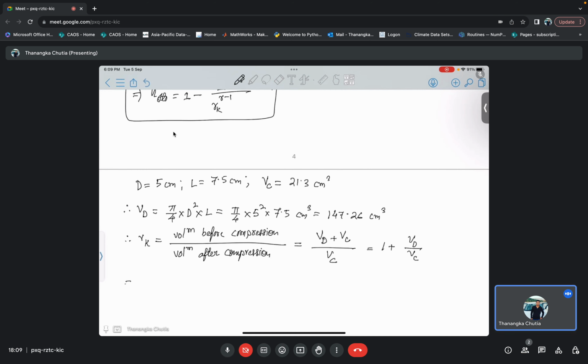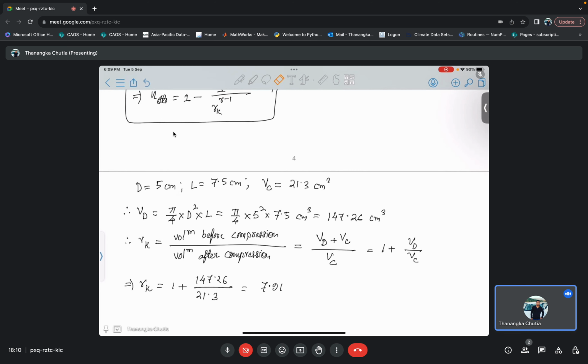So that means my Rk will be 1 plus Vd is 147.26 and Vc is 21.3. So you will get your compression ratio as 7.91. Okay, so this is your compression ratio.